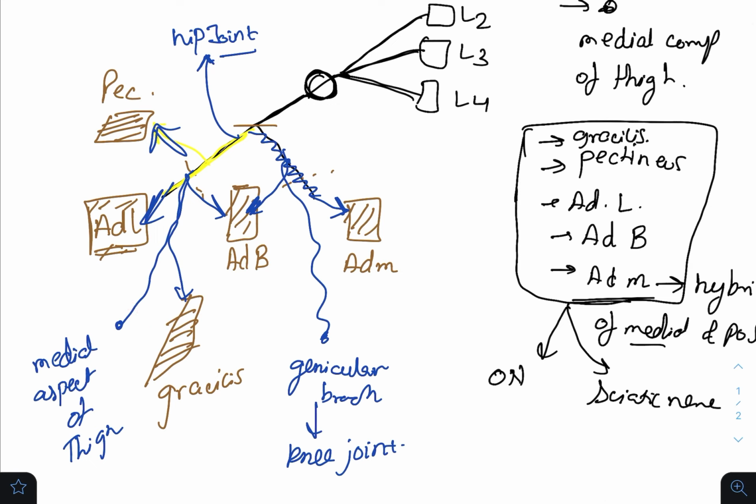The posterior division between the adductor brevis and the adductor magnus, supplying the adductor magnus, adductor brevis, and the genicular branch which supplies the knee joint.